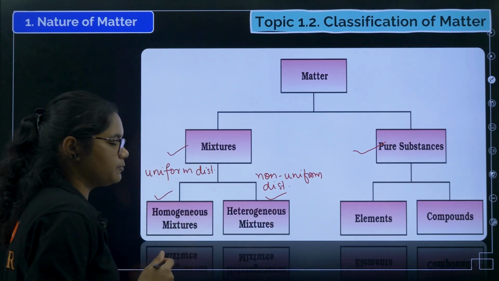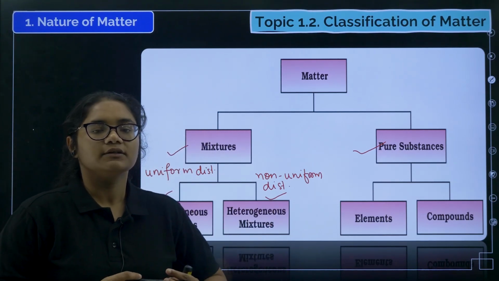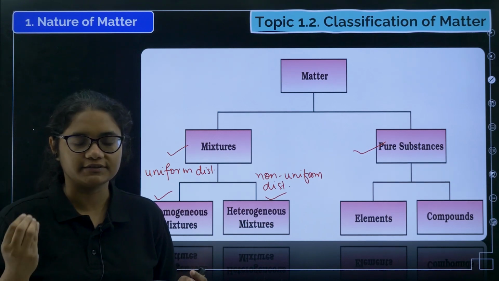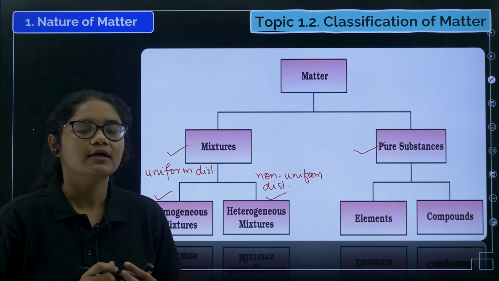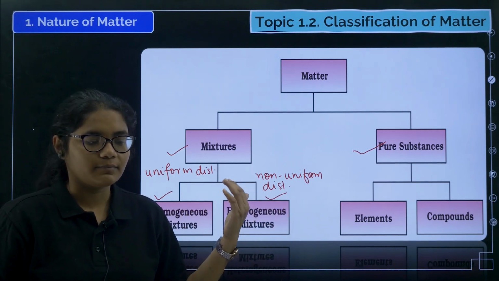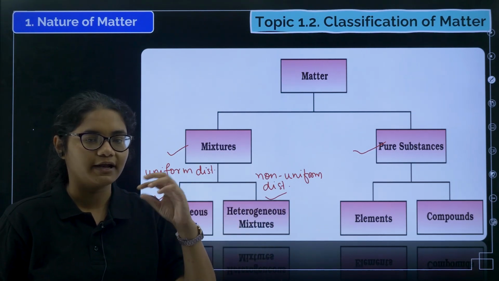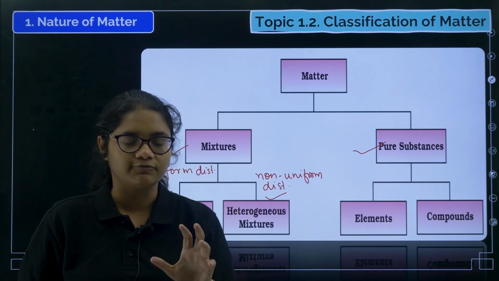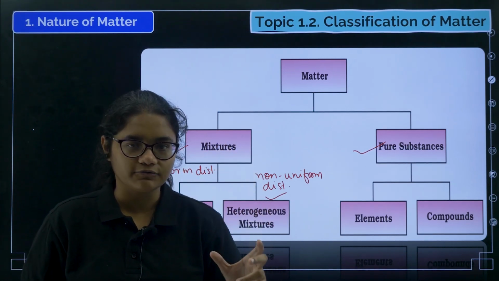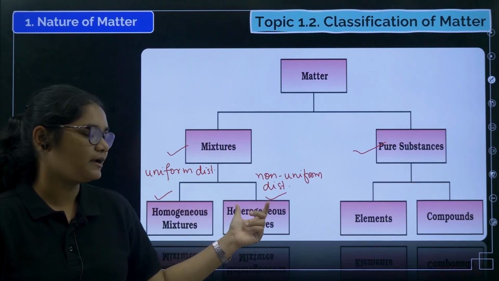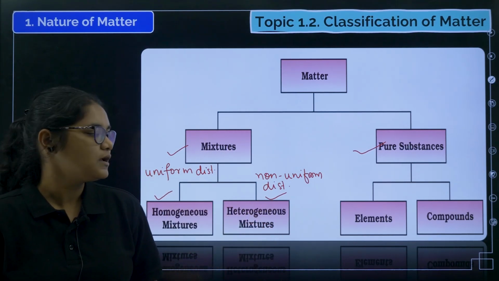Now for example, if you prepare a sugar solution, the sugar particles are completely uniformly distributed throughout the solution. So that is an example of a homogeneous mixture. Now if you take a mixture of sand and water, you will find that some particles of sand are deposited, some small particles of sand are floating, or they are in the middle. So that is not a uniform distribution, and that is why we can say that it is a heterogeneous mixture.